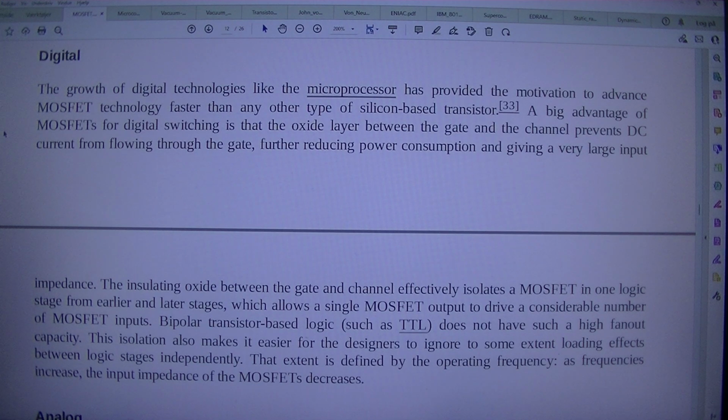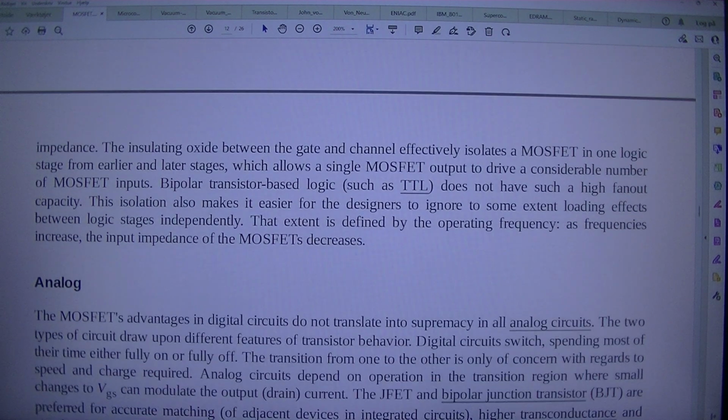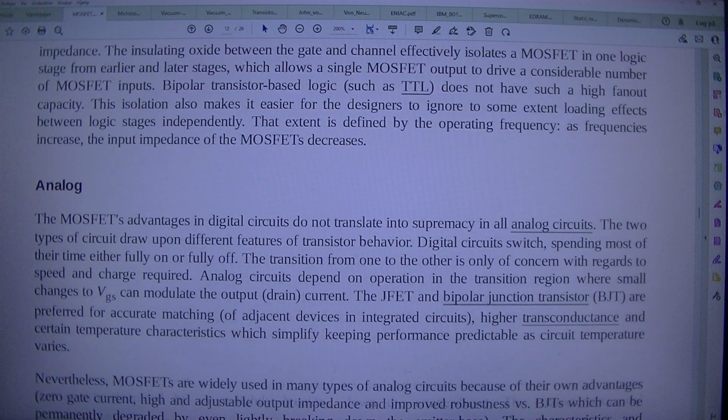A big advantage of MOSFET for digital switching is that the oxide layer between the gate and the channel prevents the current from flowing through the gate, further reducing power consumption and giving a very large input impedance. The insulating oxide between the gate and channel effectively isolates a MOSFET in one logic stage from earlier and later stages, which allows a single MOSFET output to drive a considerable number of MOSFET inputs.